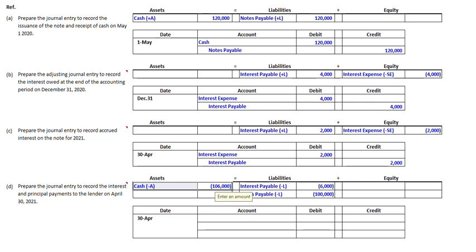And our journal entries are simply a debit to interest payable for $6,000, a debit to notes payable for $120,000, and then a credit to cash for $126,000.